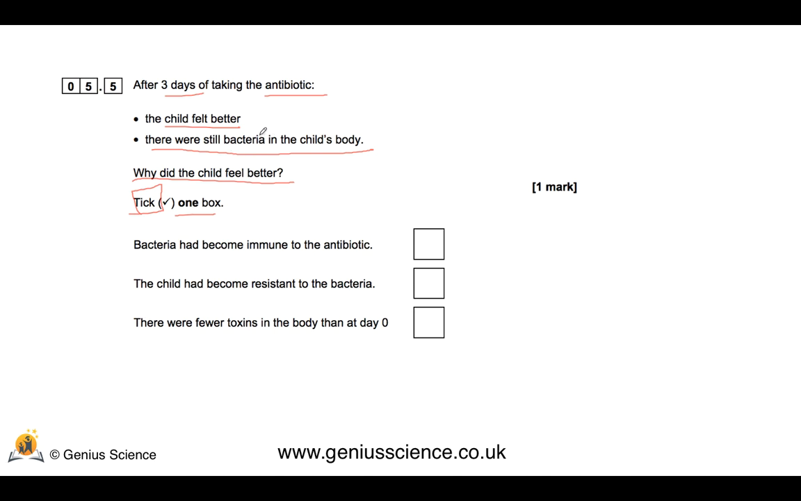Now, background knowledge here: bacteria produce toxins, which are poisons. And it's the poisons, the toxins, that make us feel ill. They give us the symptoms of feeling ill. So our answer is the third one. There were fewer toxins in the body than at day 0. All of them hadn't been killed yet, but the child felt better. Less toxins.